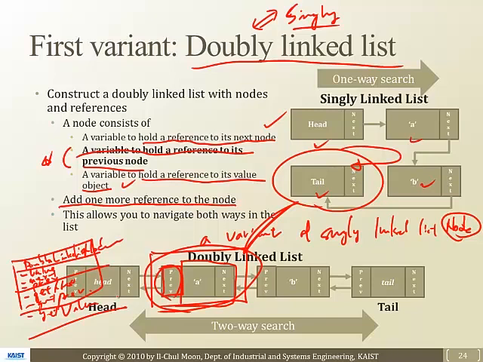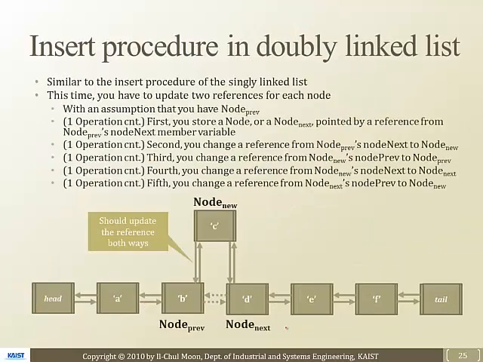It's a pretty easy variation, and then what you get is that you can do this two-way search, and your operations would be much easier, right? So that's good. But the insertion and deletion would be a little different from the singly linked list. Of course, it's not that different. Okay, let's look at this. It's similar to the insertion procedures in the singly linked list.